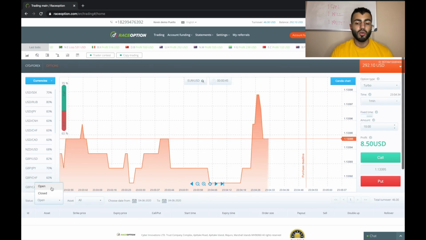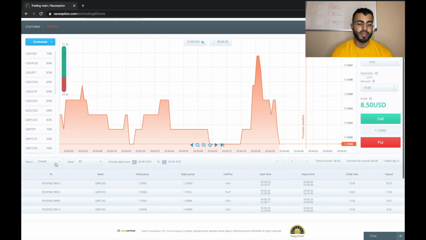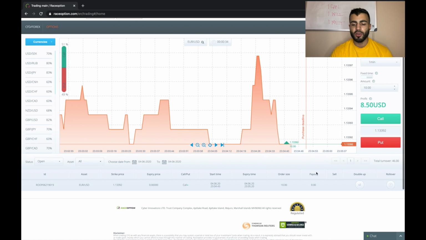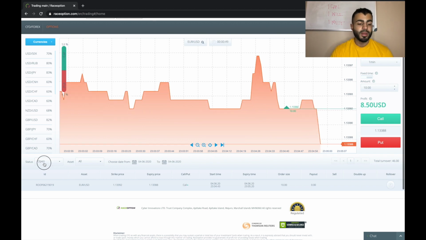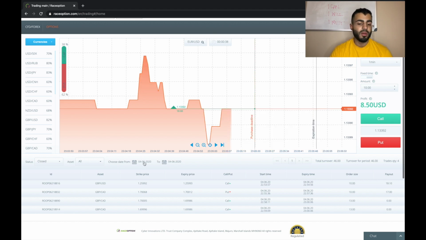Another very important thing to note is that down here you're going to see a status symbol for your open and for your closed trades. So if you have any open trades, you'll be able to see them here. Like if I put a trade right now, you'll see an open trade with the order size. You'll see the strike price, which is your entry price, and the expiration price, where the market is currently sitting. You'll see the payout if it's in profit, and then you'll have the double up and rollover tabs over here. But if you want to see the closed trades that you've taken, you just click on closed, and then you can see all of the different trades that you took for the session within a specific time frame by just choosing the date, and it'll give you all the information that you need here.